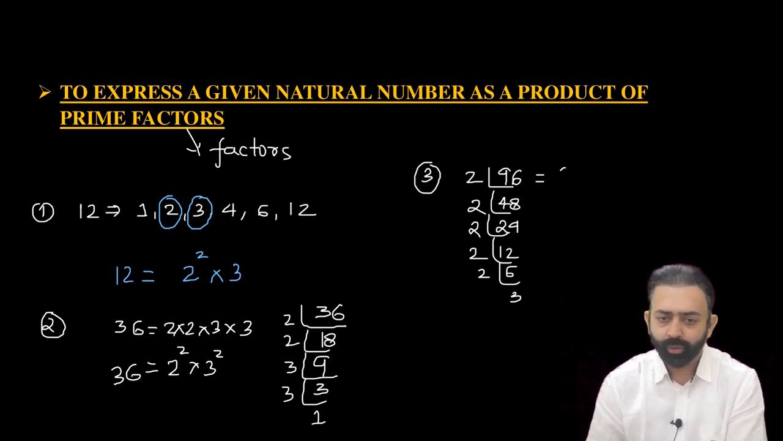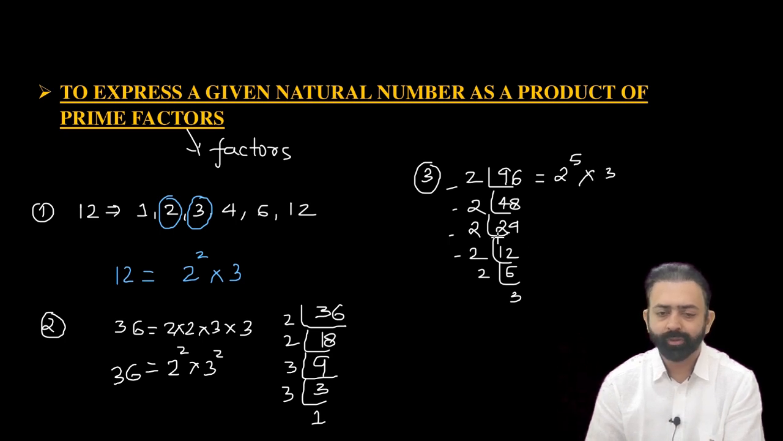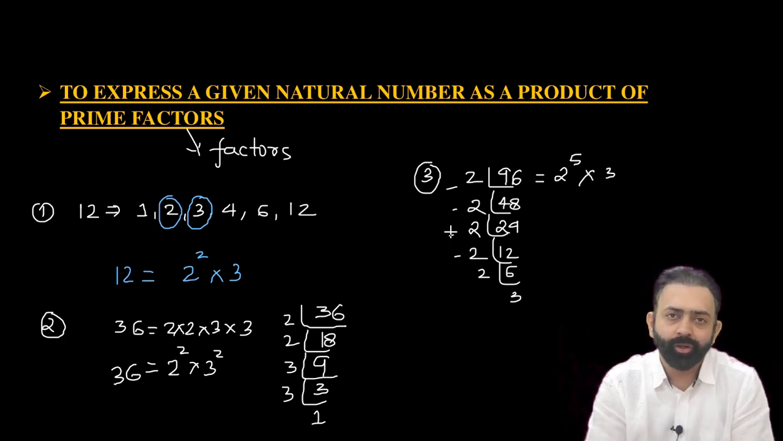So here you get 2, how many times are you getting? 1, 2, 3, 4, 5. So 2 raised to power 5, which is 32, multiplied by 3. So 96 can be written as a product of prime numbers as 2 raised to power 5 and 3.